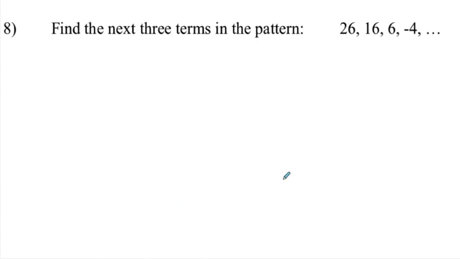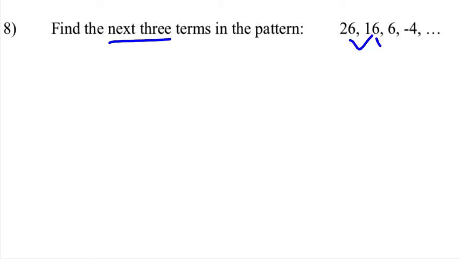Alright, now that is all of the inequality stuff. Now we're going to move on to sequences, patterns, domain and range, the mapping diagram, stuff like that. So we want to know what are the next 3 terms in this pattern. So 26, 16, 6, negative 4.